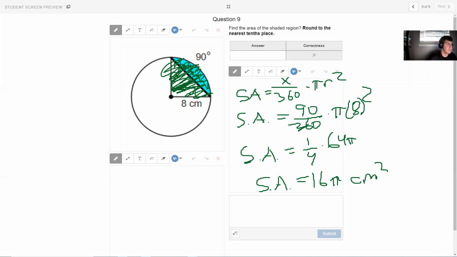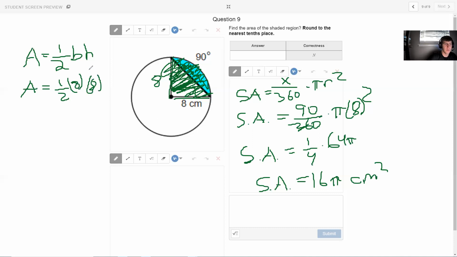We need to then subtract the area of the triangle. So the area formula for a triangle is 1/2 the base times the height. Okay, the base here is 8. That's also the radius. That means the height is also going to be 8 because that's also a radius. So we have a base of 8 and a height of 8, because they're both radii, so they have the same length. Okay, 8 times 8 is 64, times 1/2 is 32. And that's again centimeters squared. So that's just the area of the white triangle part there.